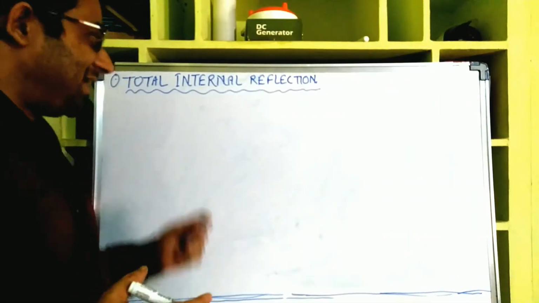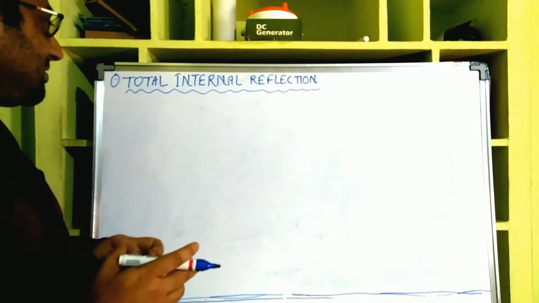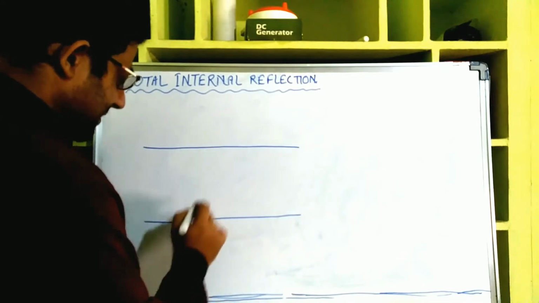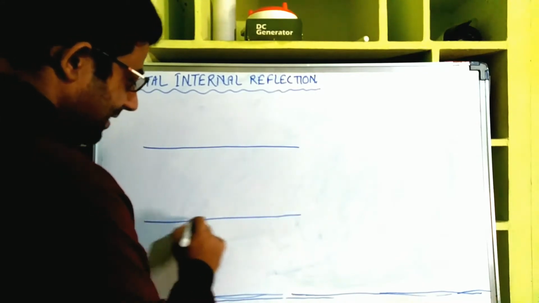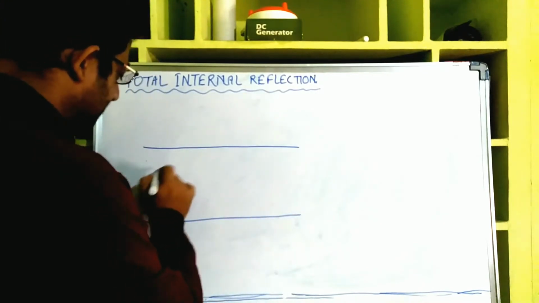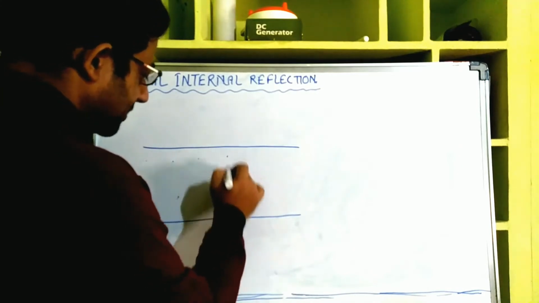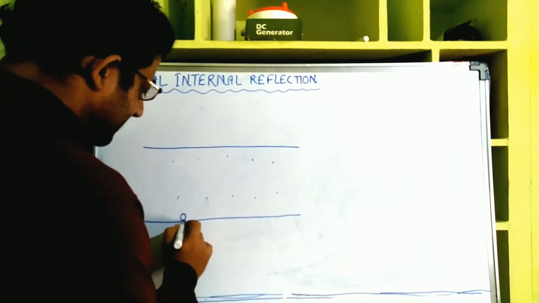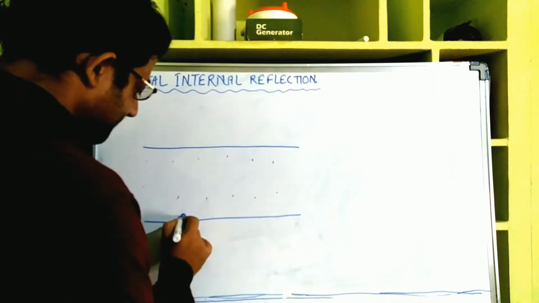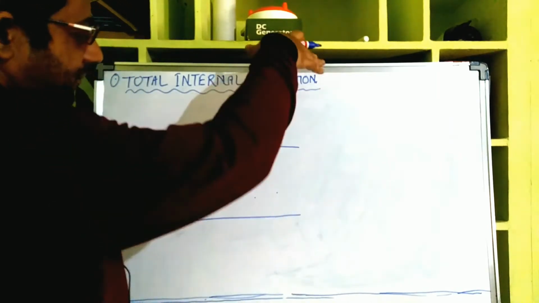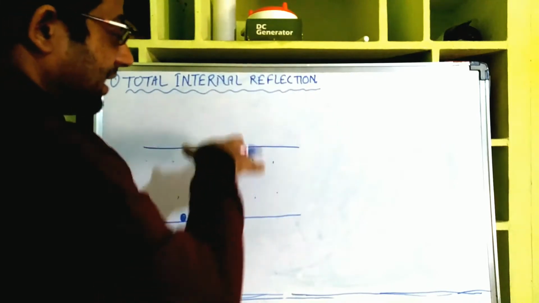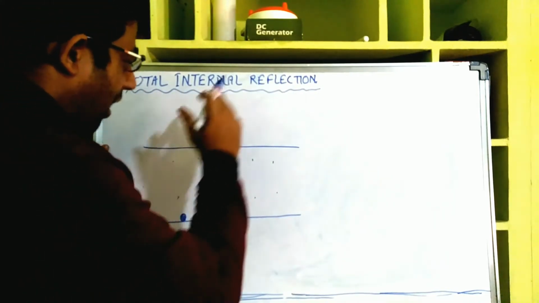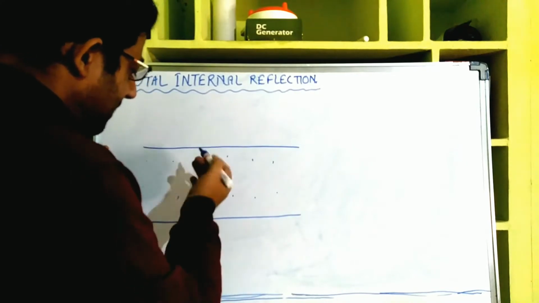Hello students. Today's topic of discussion is total internal reflection. Let us say there is a pond, and this is the bed of the pond of water, and here a pebble is lying, and from the upper side, that is from air, you are seeing that pebble. Now see how we see this pebble.